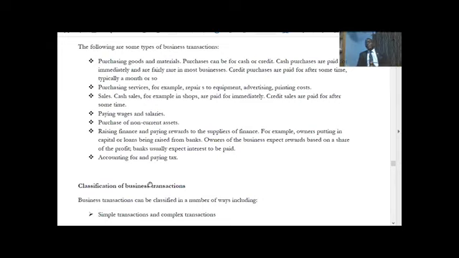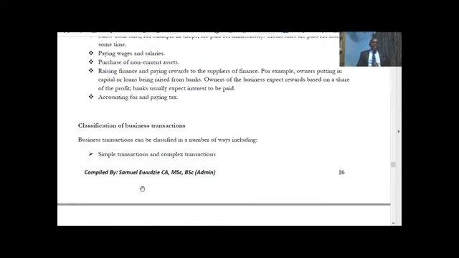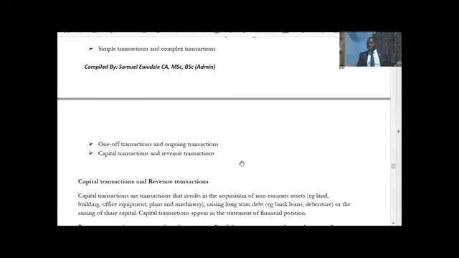When we talk about business transaction, we are looking at any economic activity or event that we can put value on, or that we can measure, or that we can quantify in monetary terms. Okay, great. Now, let's look at the classification of business transactions. Business transactions can be classified in a number of ways: as simple transactions and as complex transactions, as one-off transactions and as ongoing transactions, as capital transactions and as revenue transactions.